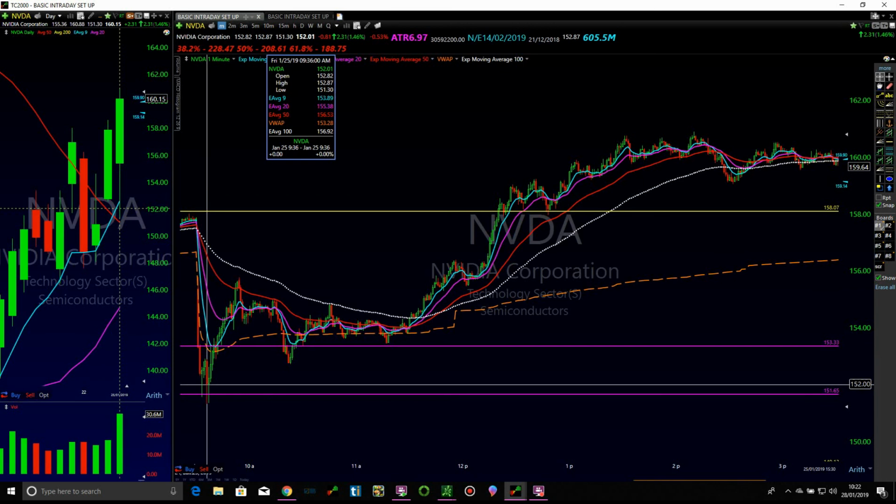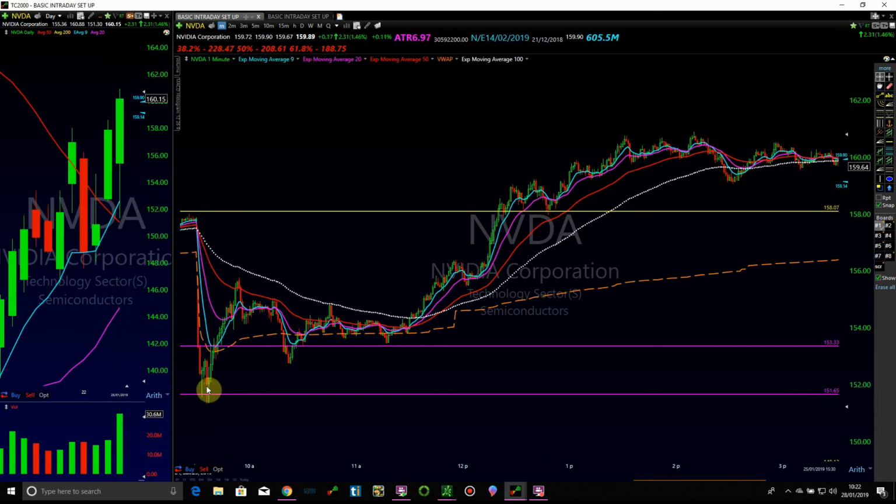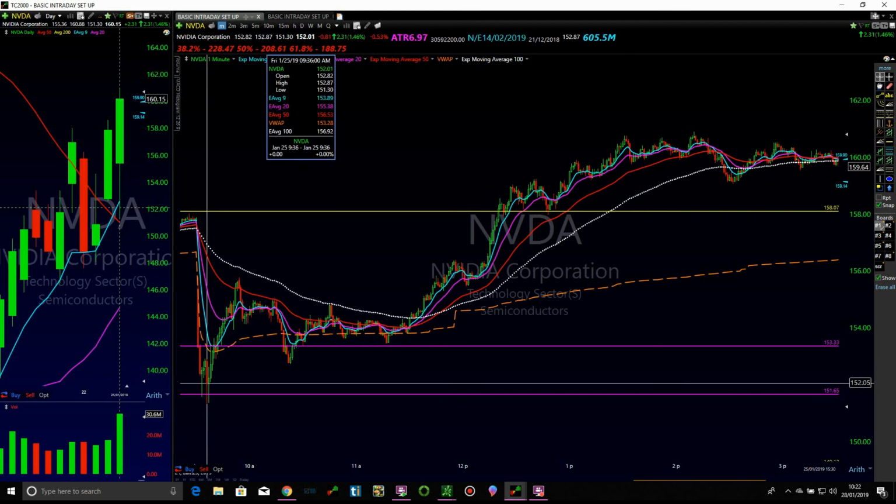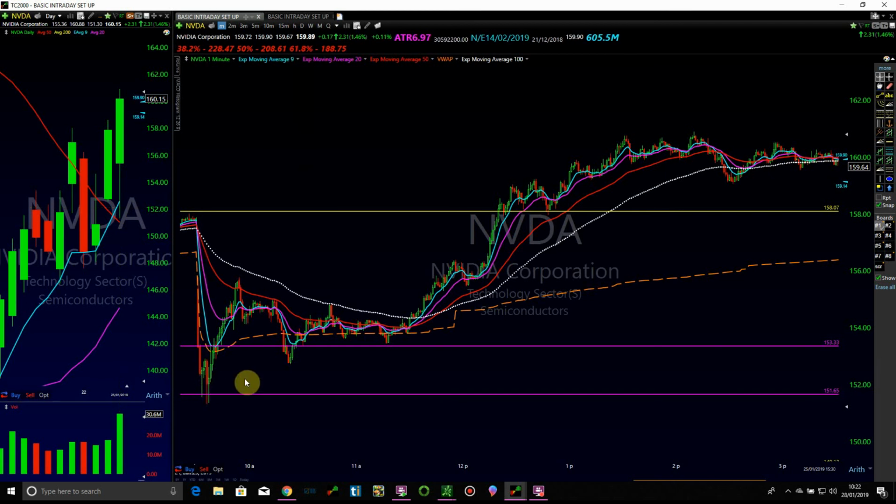Not one single candle body, as you can see there, broke 152 on the close. As each candle closed, it closed above 152. That tells you it's got relative strength. Ignore the wicks. After a drop like that, you're going to get long wicks. You have to be able to work around this.